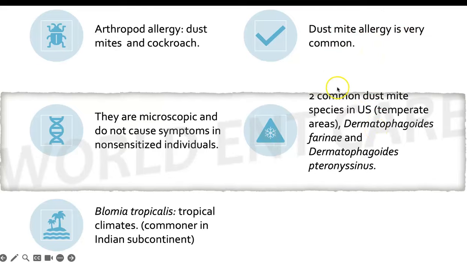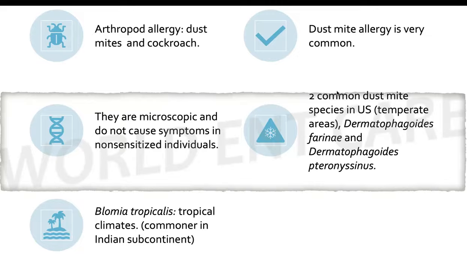Okay, now there are two common dust mite species in United States. We are talking about temperate areas. They are Dermatophagoides farinae and Dermatophagoides pteronyssinus. Okay. Now, this Blomia tropicalis is basically found in tropical climates, that is Indian subcontinents.